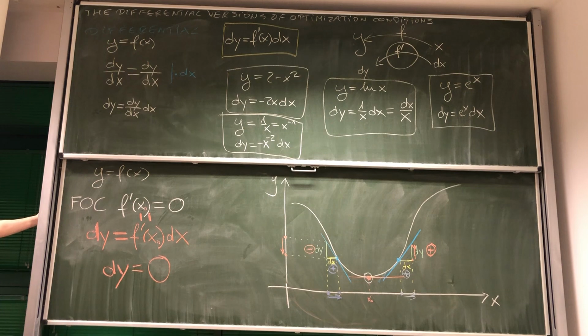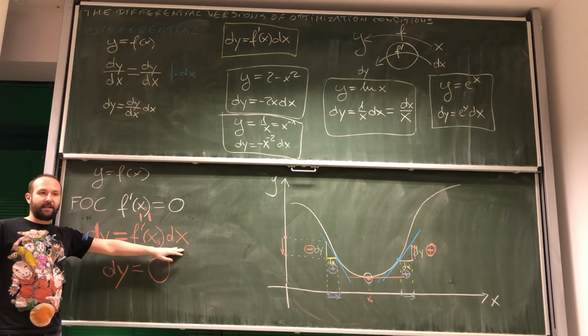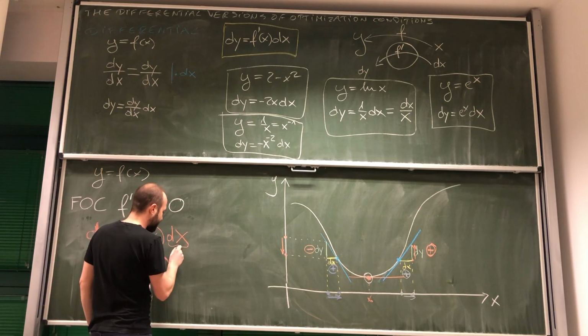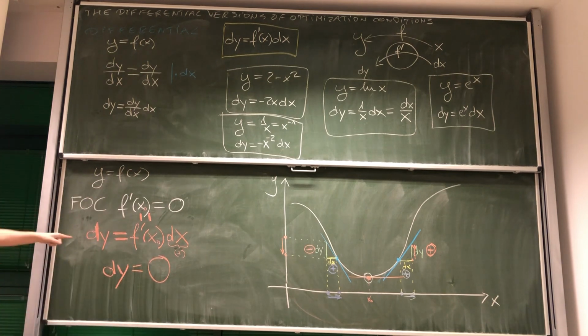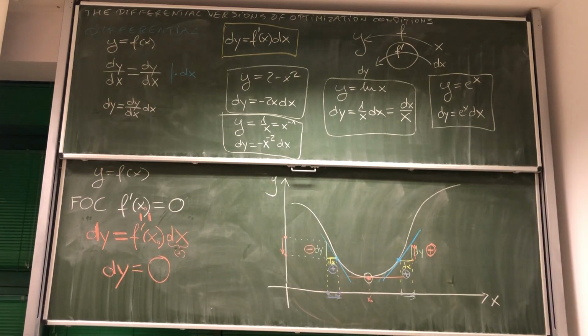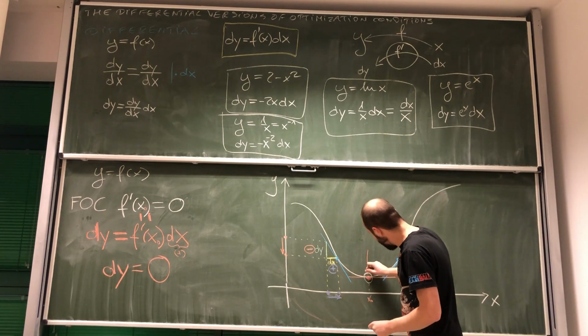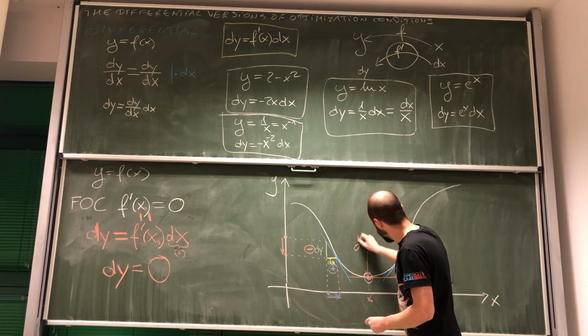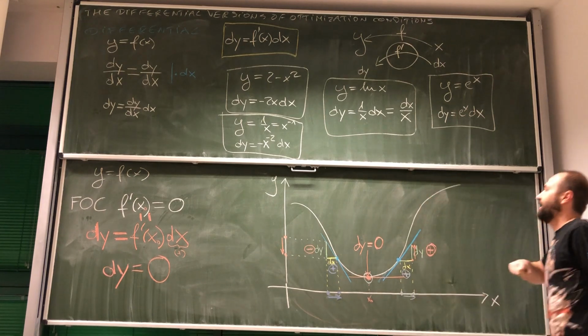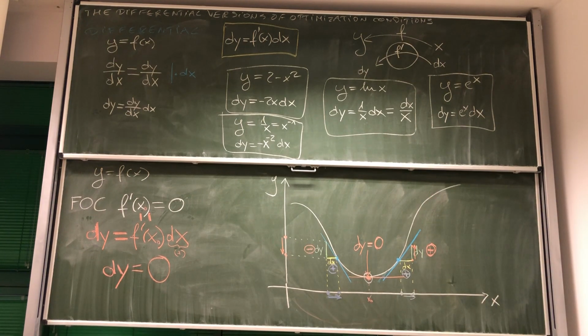How do we know that? Well, doesn't matter what is the value of dx, and actually we know that dx is positive. The value of derivative is 0, and because it is 0, dy must be 0. And look, this is a situation that happens only at one specific point. Over here, dy is equal exactly to 0.